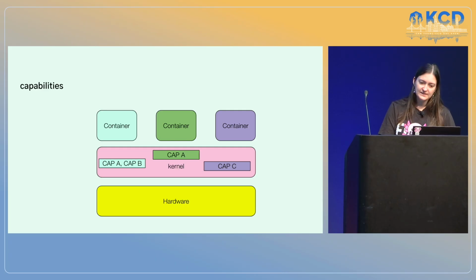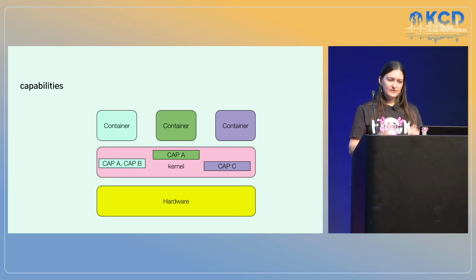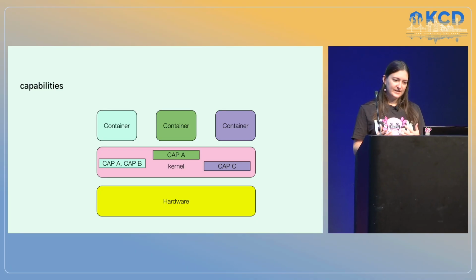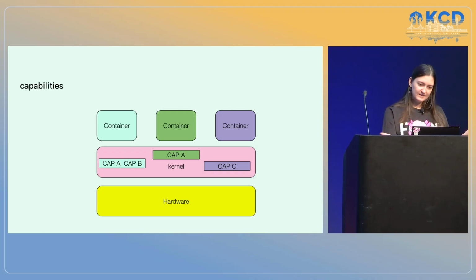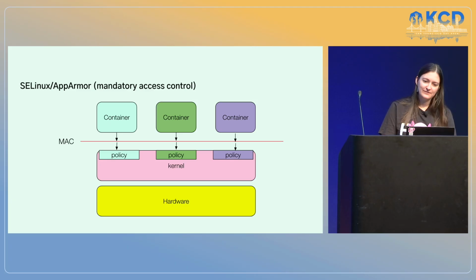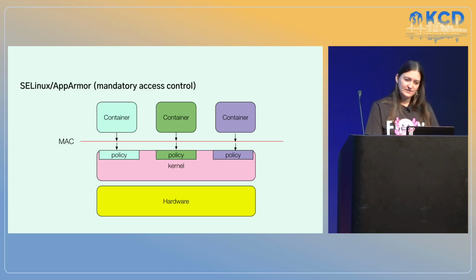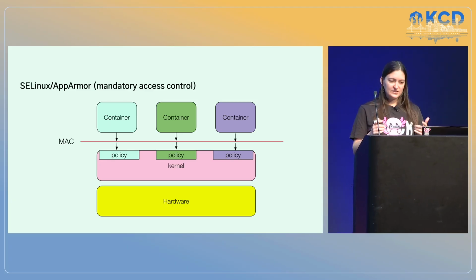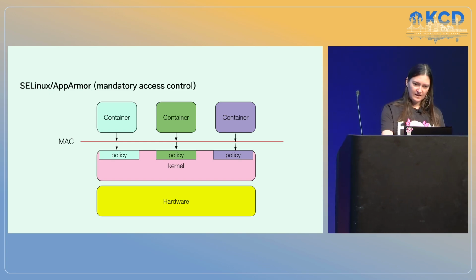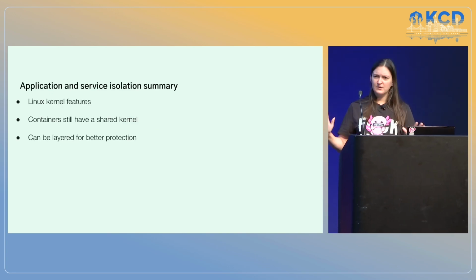Then we have capabilities, which, instead of giving a container entire root level privileges just because you need to do one thing, give you more granular access to give containers specific capabilities that they need. And finally, we have technologies for mandatory access control, where you can set a policy for each container about what they're allowed to access within the kernel. And that was a very quick overview of all of those.